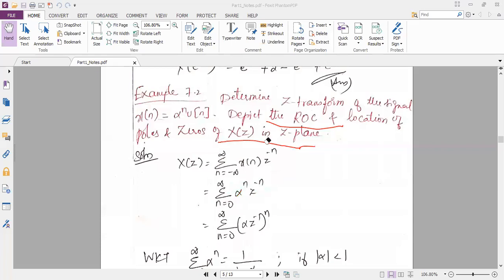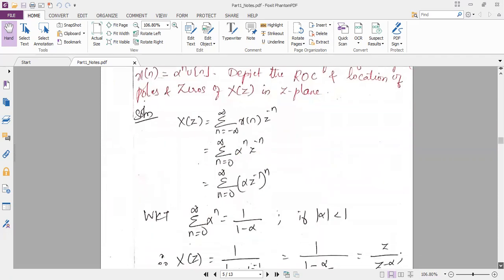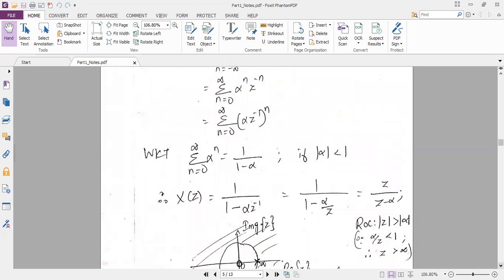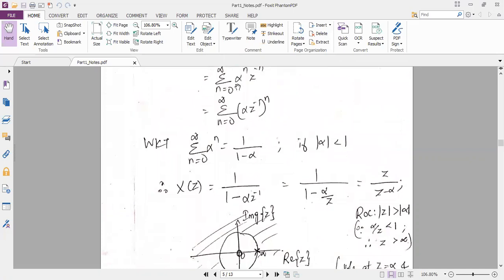So you know what is the next step to be done? Powers, you can take common. So this is in the form of a standard formula from mathematics: summation n is equal to 0 to infinity alpha power n is equal to 1 by 1 minus alpha. I'm just applying that formula here. So X of z is equal to 1 divided by 1 minus alpha, and in place of alpha, we have alpha into z power minus 1. Is it clear, everyone? Yes, ma'am.